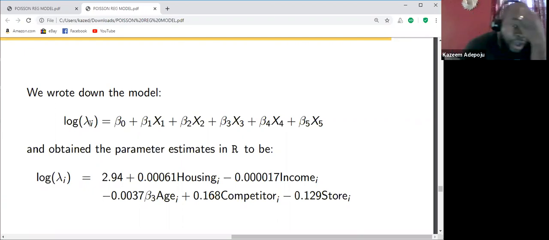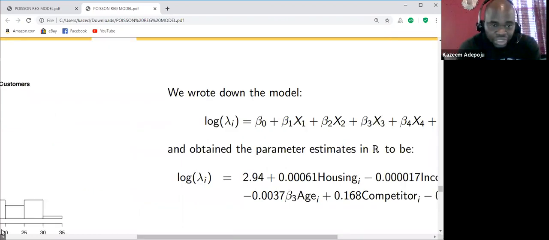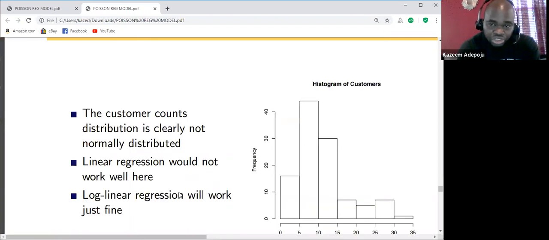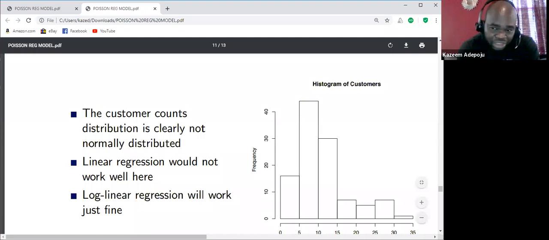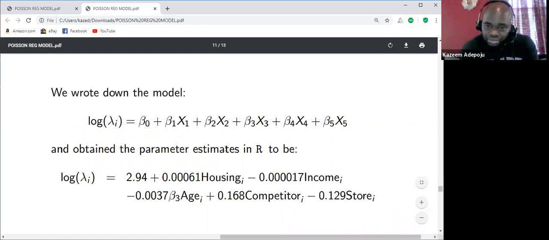So when you run this in R, like I said, if you look at the distribution of that, this tells us that it is not normally distributed. And when we run that in R, this is going to be the result: the beta 0, the beta 1, the beta 2, the beta 3, the beta 4, the beta 5.